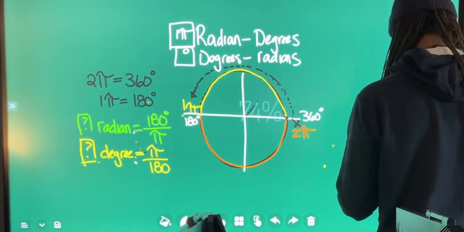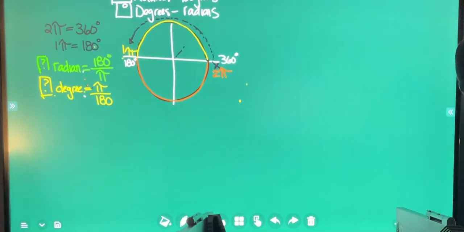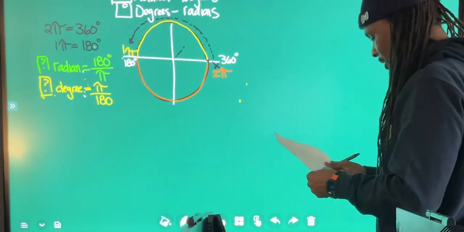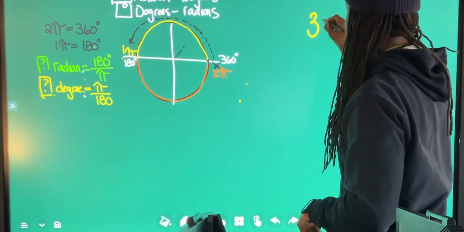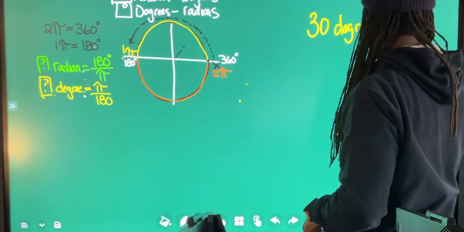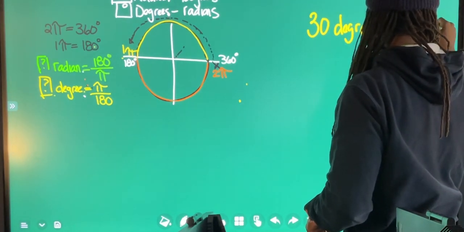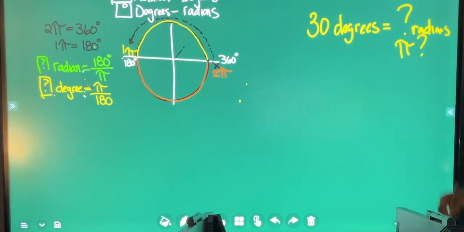I think we might have briefly covered this with you. So now, using this, let's say I had 30 degrees, and I want to know how many radians is that? How many radians would 30 degrees be?